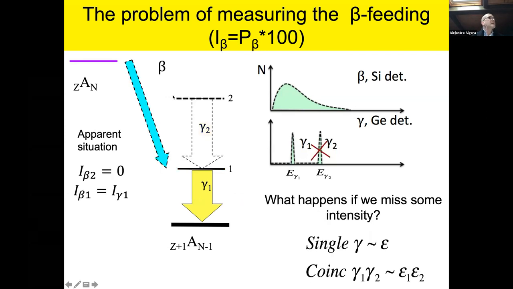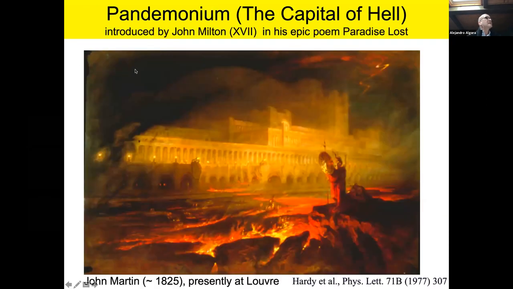Well, it happens that on many occasions you don't have enough gamma intensity and you miss several gamma rays. It means that, at the end, you construct a level scheme which is not correct, and you assign beta feeding to lower-lying levels. And this is a systematic problem because you don't know it's happening. This has become known in the literature as the Pandemonium effect. Actually, Pandemonium stands for the capital of hell, and this was introduced by Hardy and co-workers in this publication.